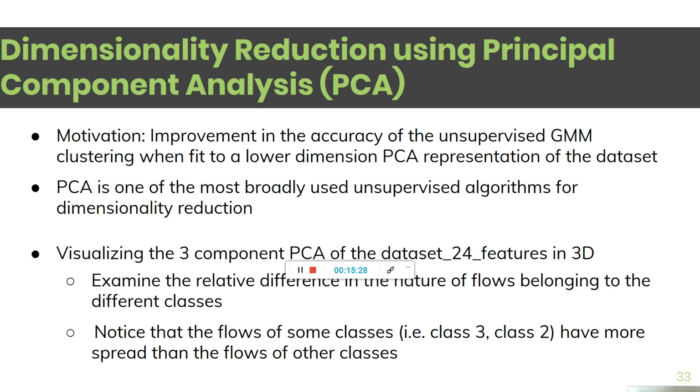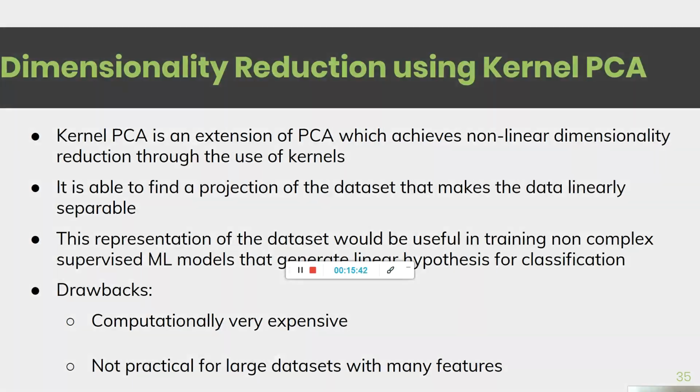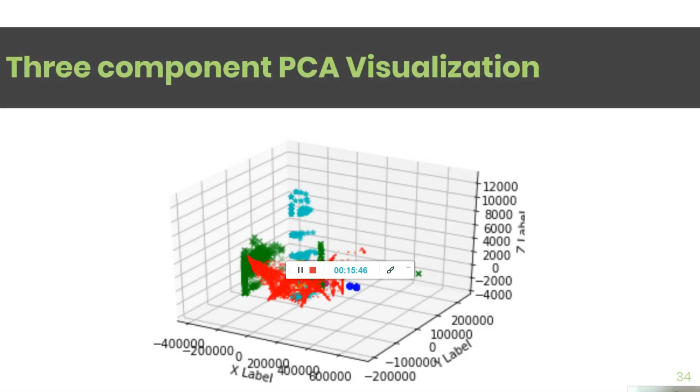As we mentioned, the PCA is one of the most broadly used unsupervised algorithms for dimensionality reduction, and is also used for visualization and noise elimination from a data set. So we can see in this graph here the plot of the 3-component PCA transformation of our classes. Each class is represented in a different color, and the points that have the same colors are basically flows belonging to the same class.